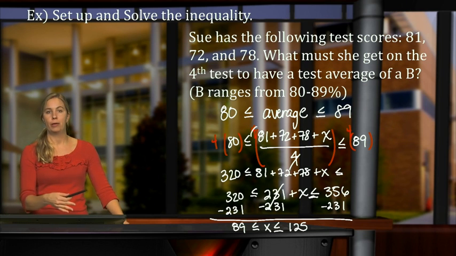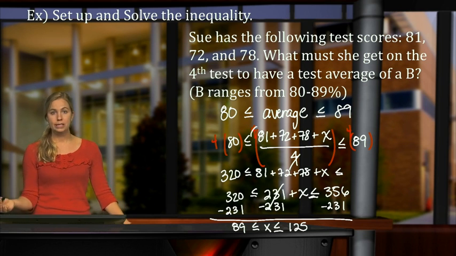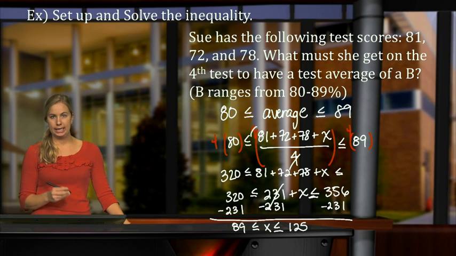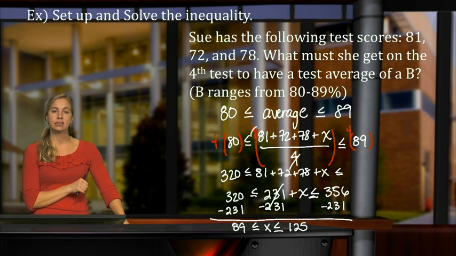Now, if we're thinking about this in terms of the real world, what does that mean? Are we going to be able to get a test grade of a 125? No, probably not. Certainly not in my test. There's not that much extra credit available, if any. But in this case, we could simply say that Sue needs to get an 89 or greater in order to have a test average of a B.